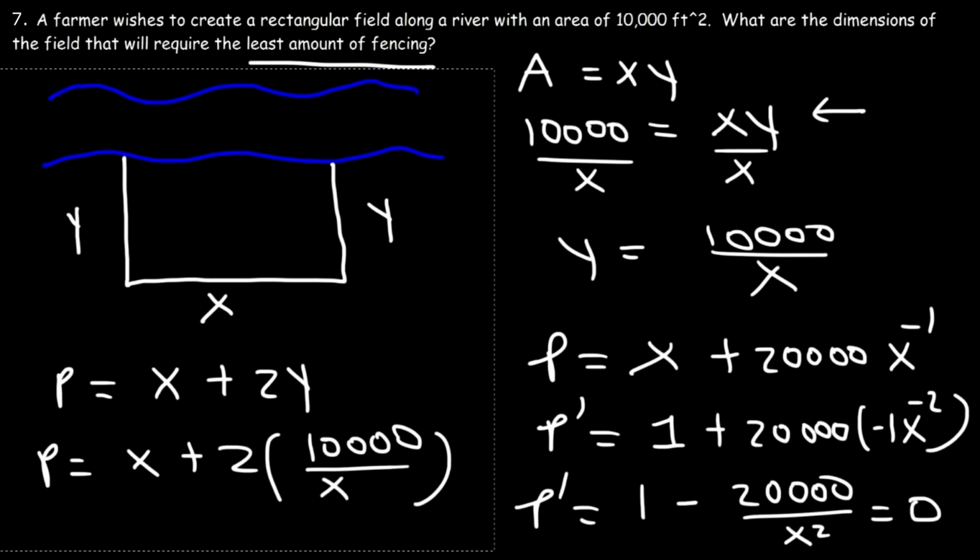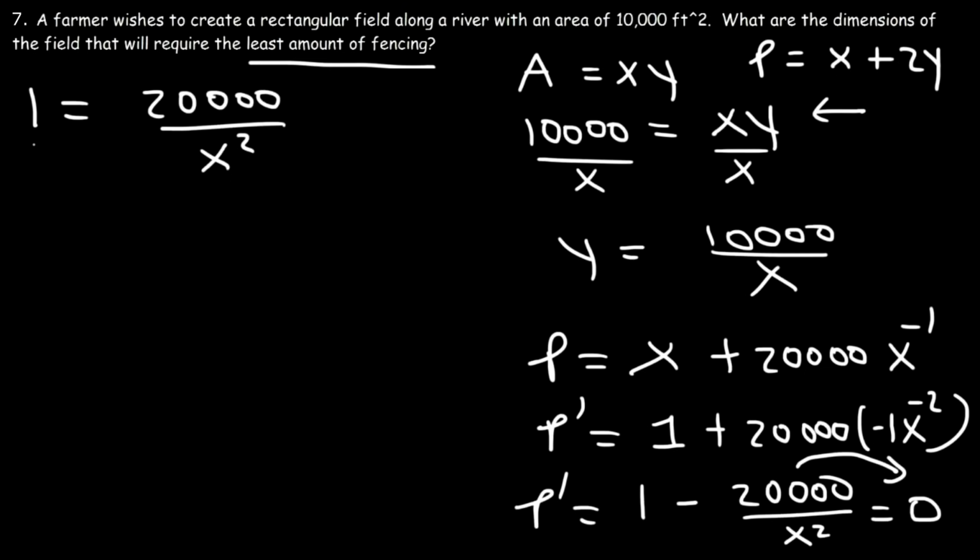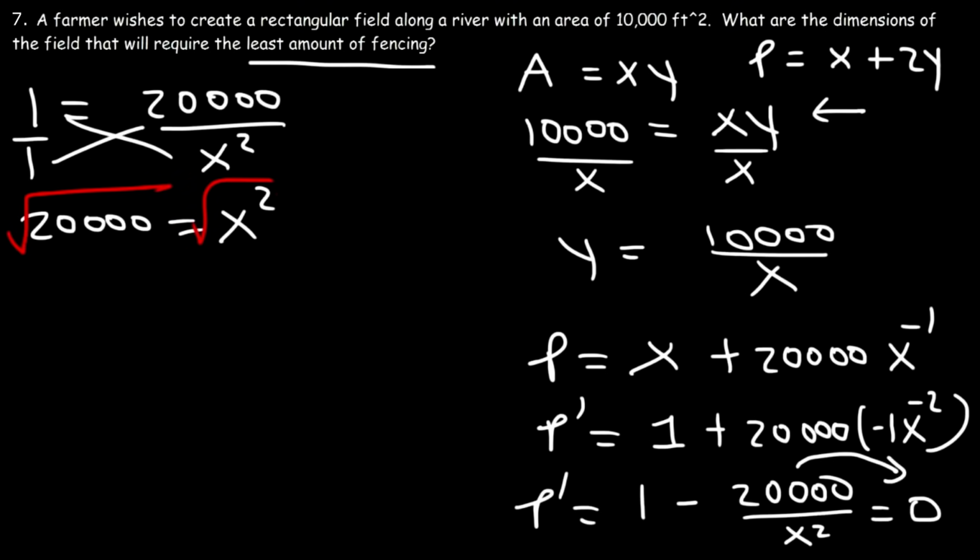So I don't need this picture anymore. But let's keep in mind that P is x plus 2y. So I'm going to take this term, move it to this side. So I have 1 is equal to 20,000 over x squared. And I'm going to write 1 as 1 over 1 and then cross multiply. So 20,000 is equal to x squared. Now, let's take the square root of both sides. So this will give us the value for x. So x, if you round it, is going to be about 141.42 feet.